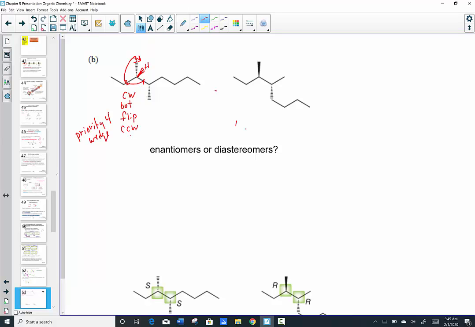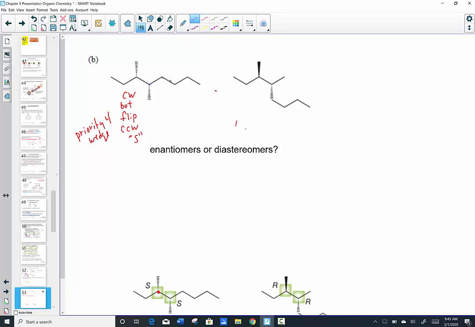And that's how we come up with an S configuration as shown in this example. Now let's do the same strategy for the second chiral carbon. I'm going to erase this work. We've labeled this first one as S. How about this guy here?